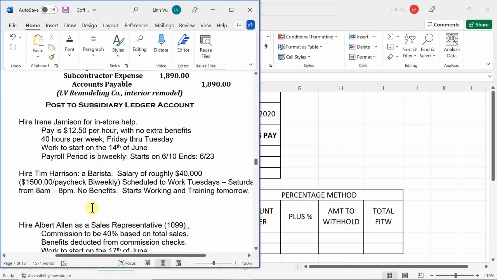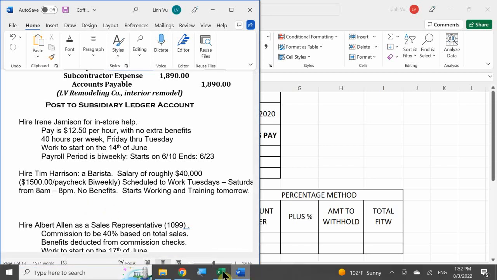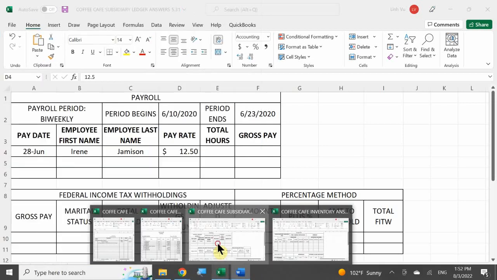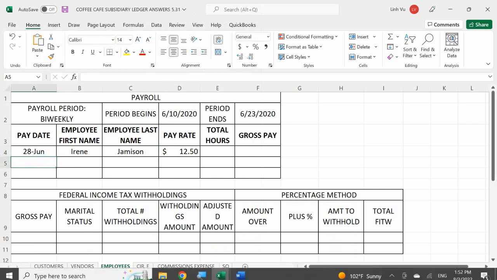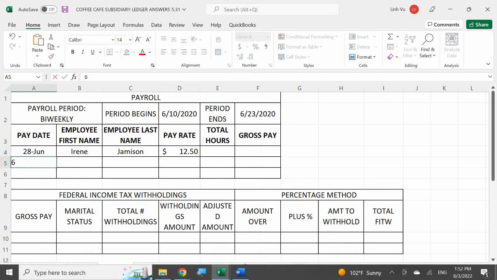What else? What should I do with this Tim Harrison? Go find him on the employees list. We'll put him on the employees list. When is he going to get paid? Same thing. He's going to get paid the same day as Irene. His name is Tim.